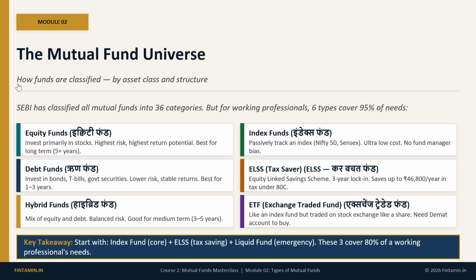Type 6 is ETF or Exchange Traded Fund. Like an index fund but traded on a stock exchange like a share. You need a demat account to buy it.